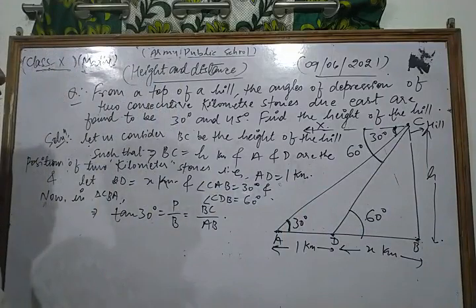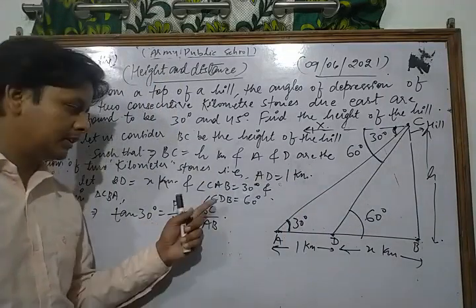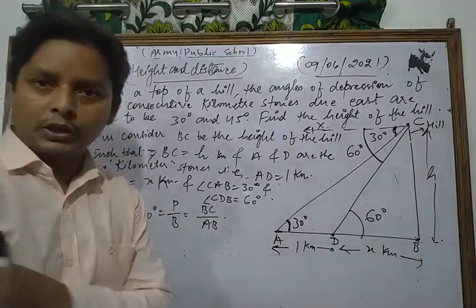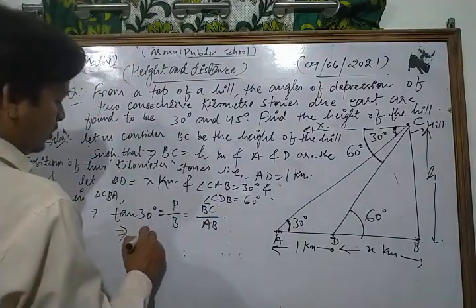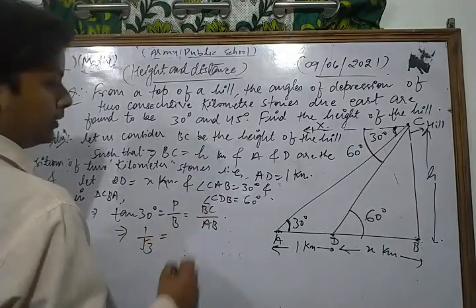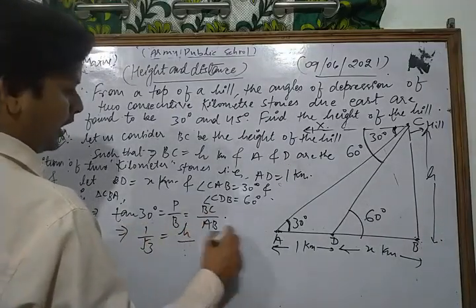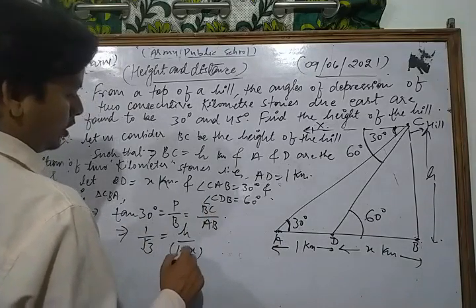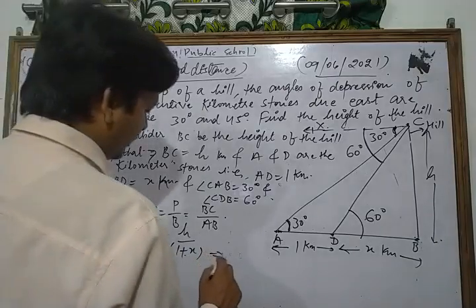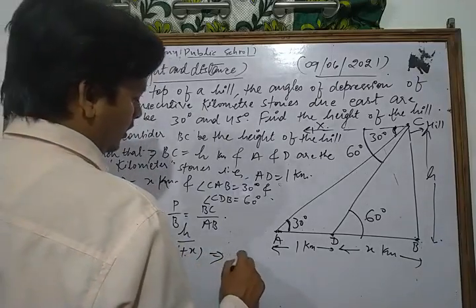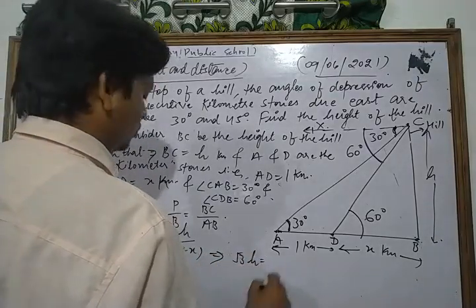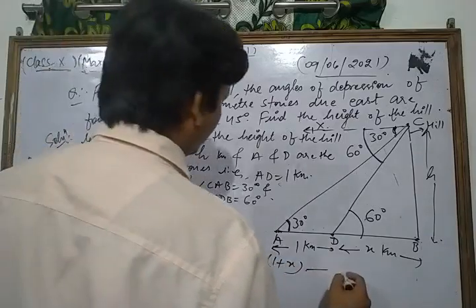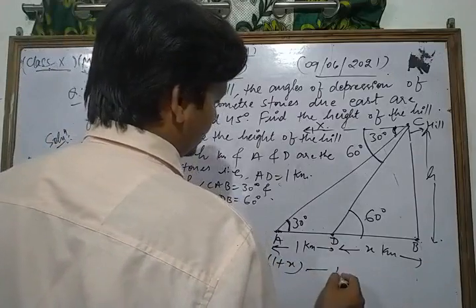Okay, now we put the values of tan 30 degree, BC and AB. You know what is the value of tan 30 degree? 1 upon under root 3. So here we put 1 upon under root 3 is equal to BC upon AB. BC is h, and AB is 1 plus x. Now we do the cross multiplication and we get under root 3 into h is equal to 1 plus x. Take this as equation number 1.